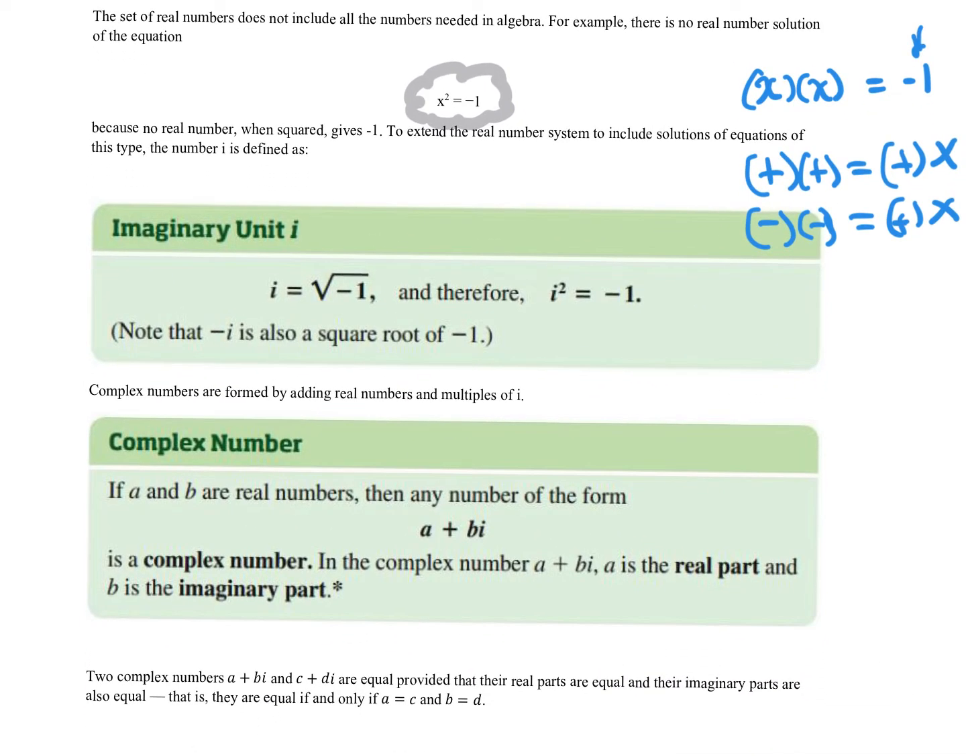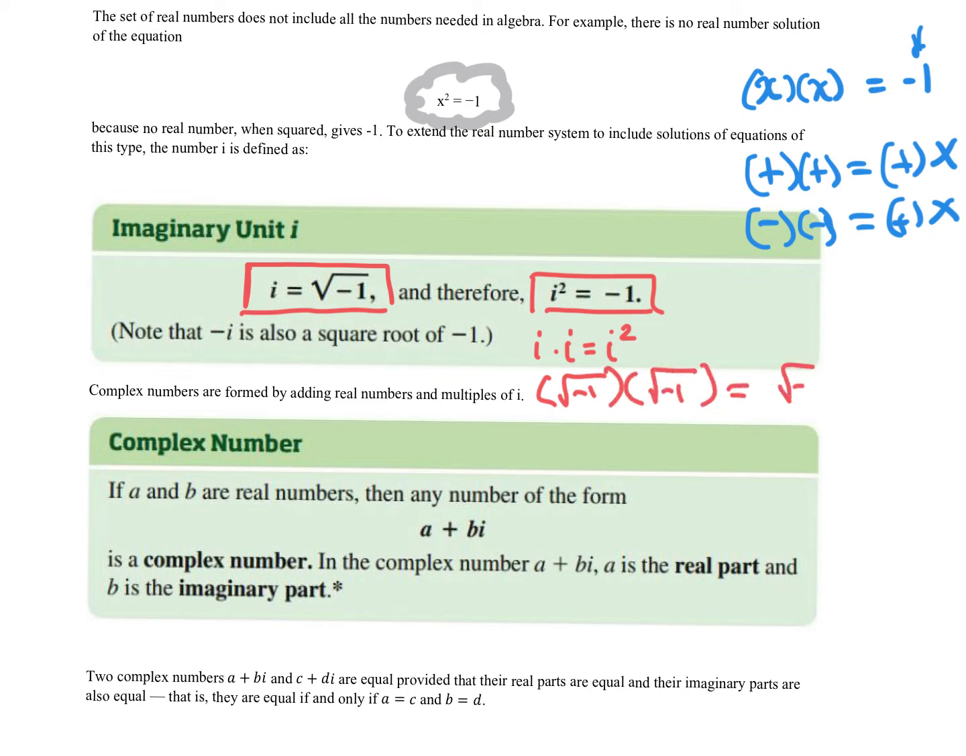So we call the square root of -1 i. And we will talk more about this later, but i squared thus is -1, and that comes from i times i would be equal to i squared, and that equals the square root of -1 times the square root of -1, which makes the square root of -1 squared, and the square and square root undo each other, and we just get -1.